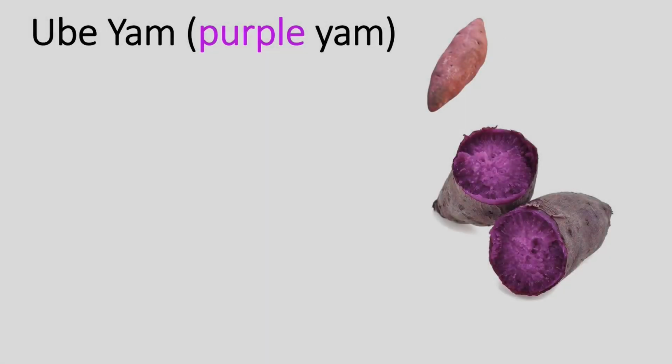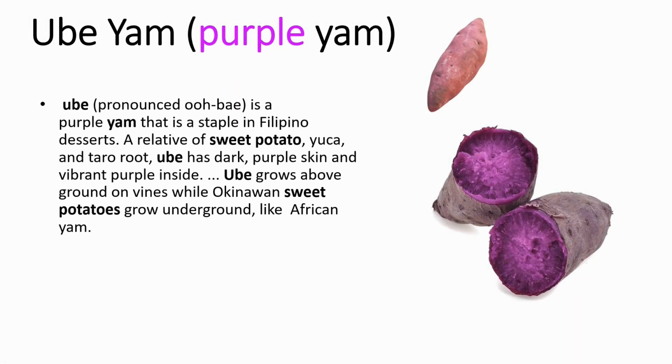Now, let's look at the definition. Ube, pronounced ube, is a purple yam that is a staple in the Philippines. A relative of the sweet potato, yuca, and taro root, ube has dark purple skin and vibrant purple inside. Ube grows above ground on vines, while Okinawan sweet potatoes grow underground like African yam.